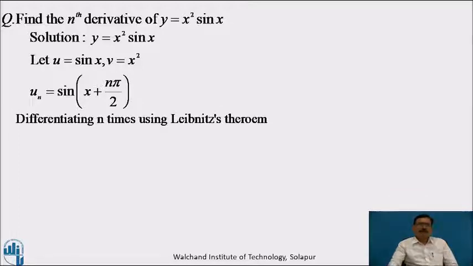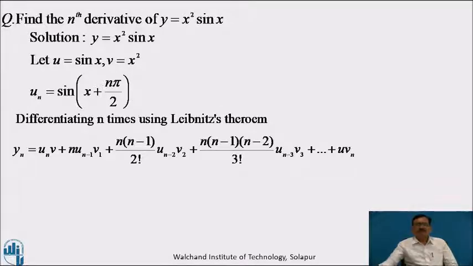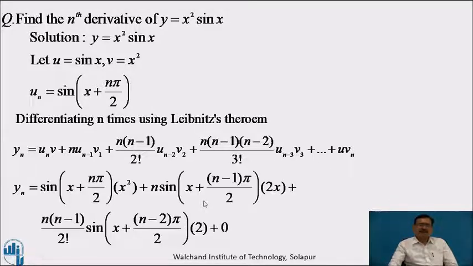Now, by stating the Leibniz theorem again, yn equals the nth derivative of u into v plus n into u suffix n minus 1 into v1 plus n into n minus 1 by 2 factorial into u suffix n minus 2 into v suffix 2 and so on, plus u into v suffix n.